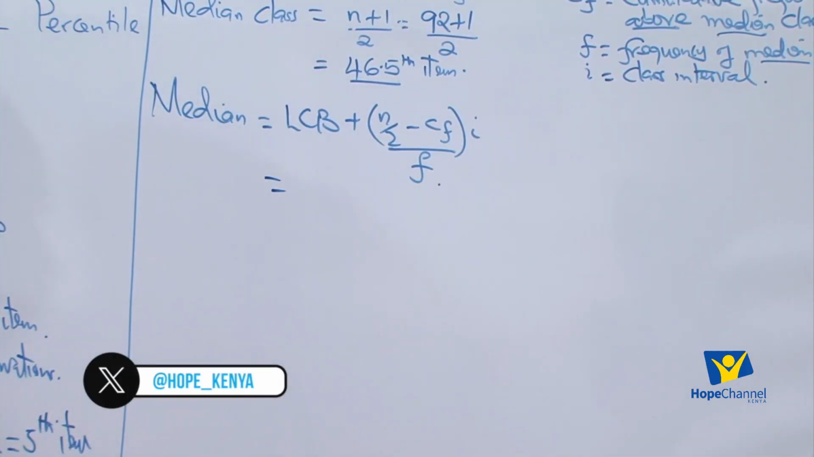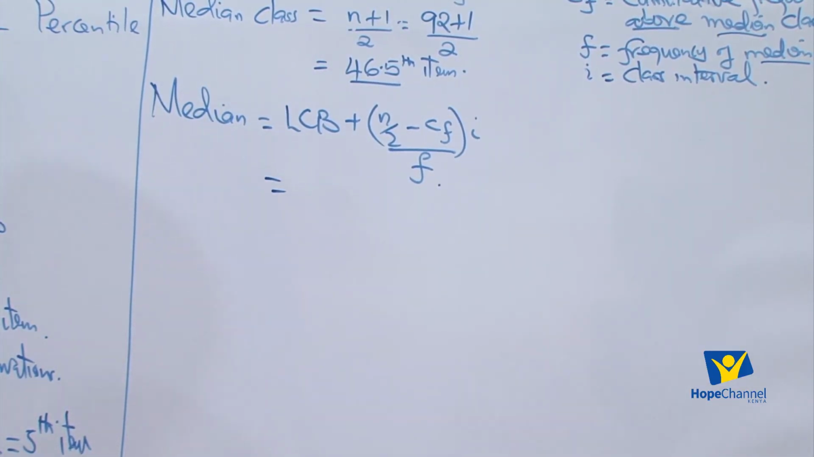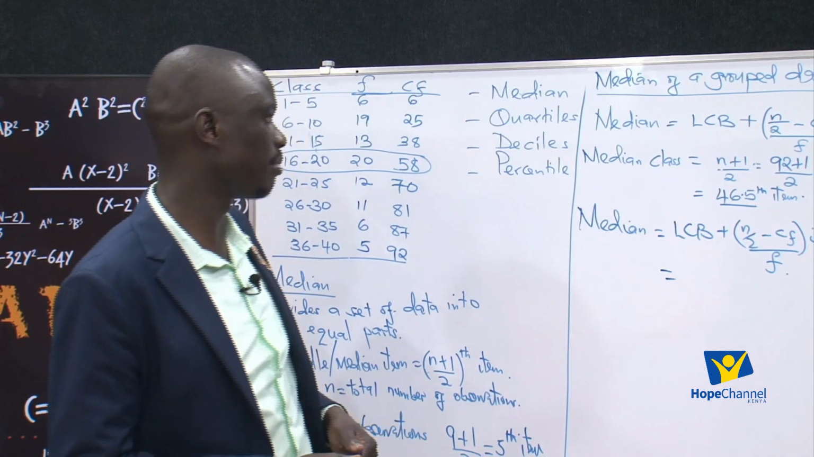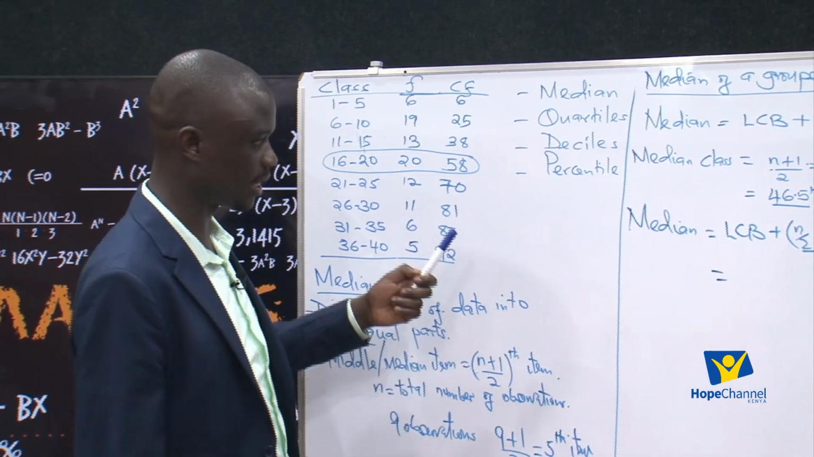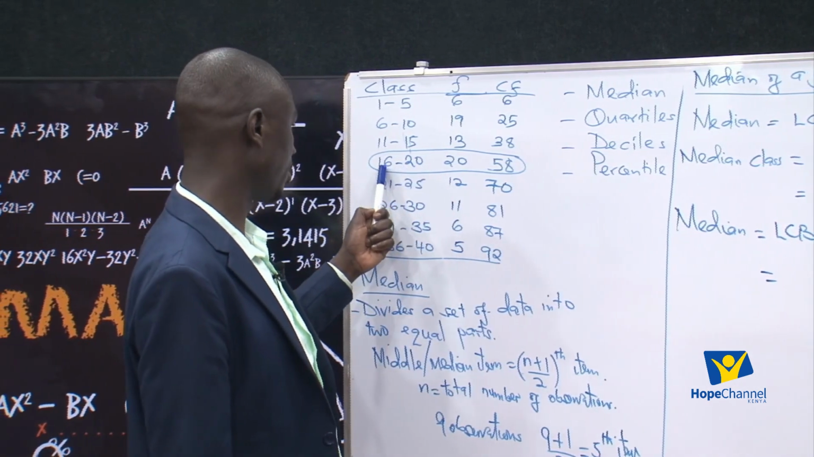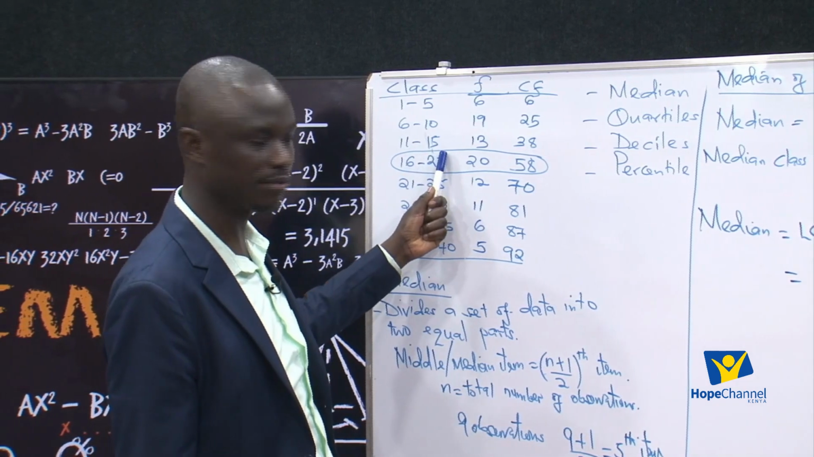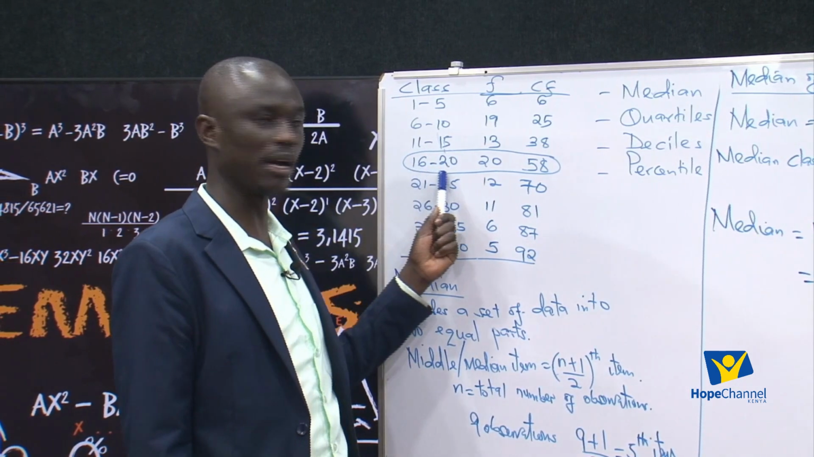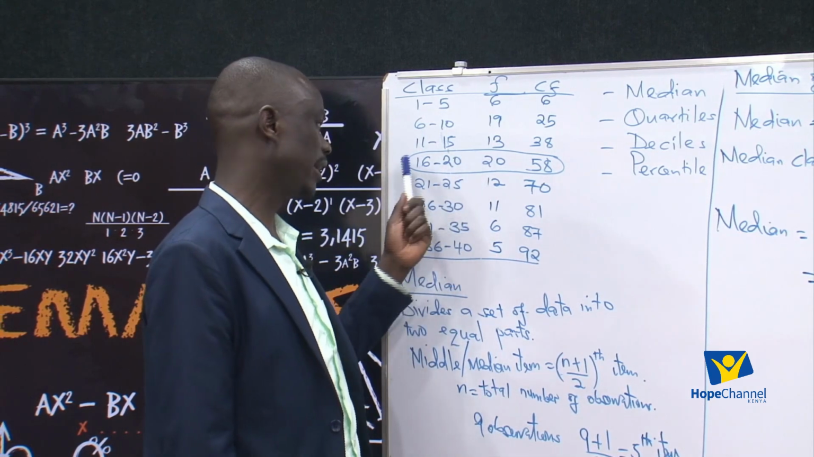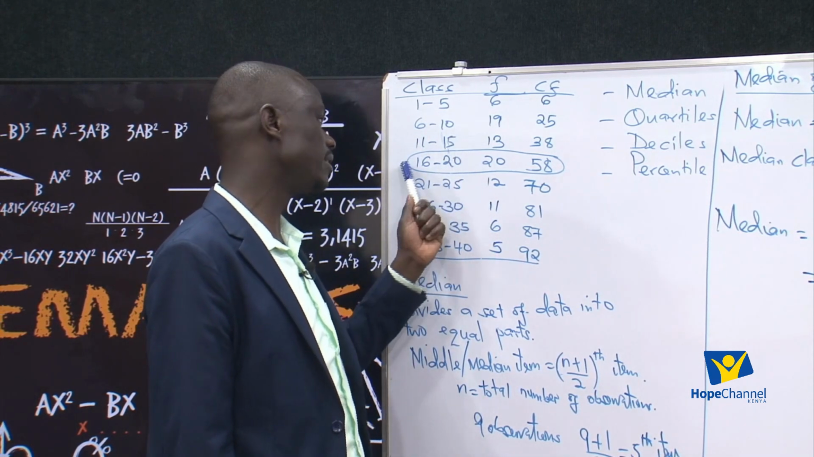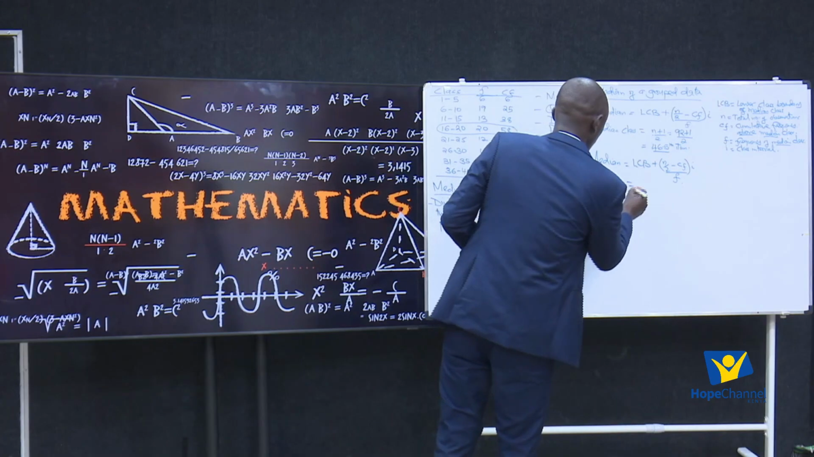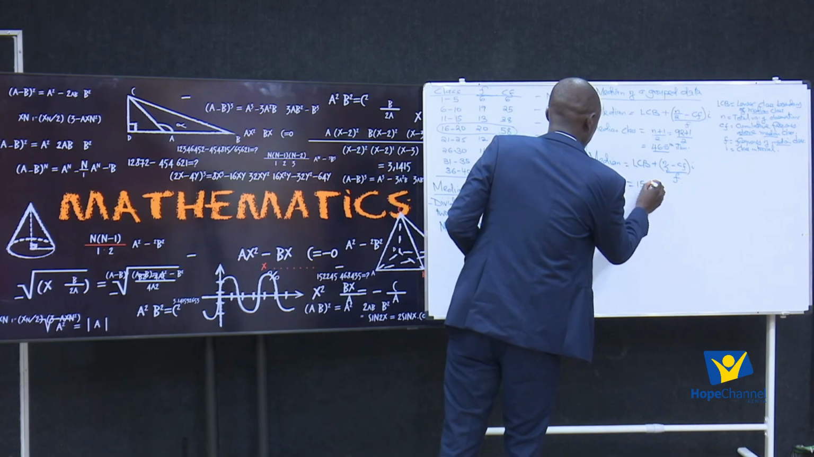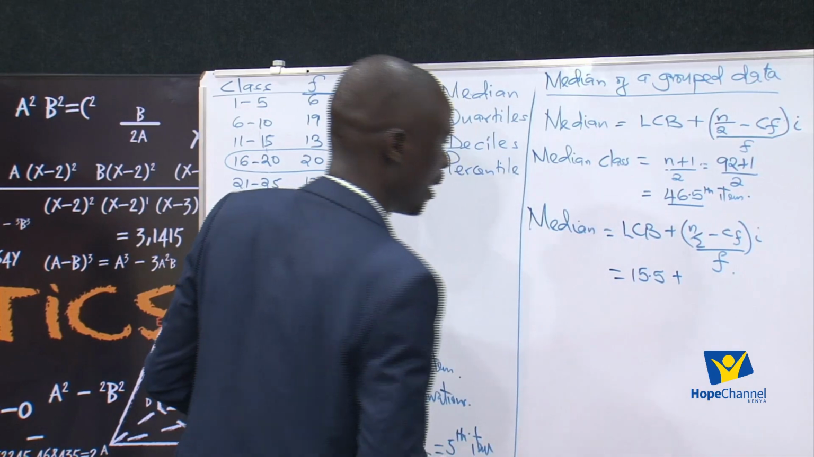We said we need to start with the lower class boundary. So what is the lower class boundary of this class? We say that if this one is ending at 15 and this one is beginning at 16, the boundary is just between 15 and 16, which is 15.5. So we just say here is 15.5, then plus.